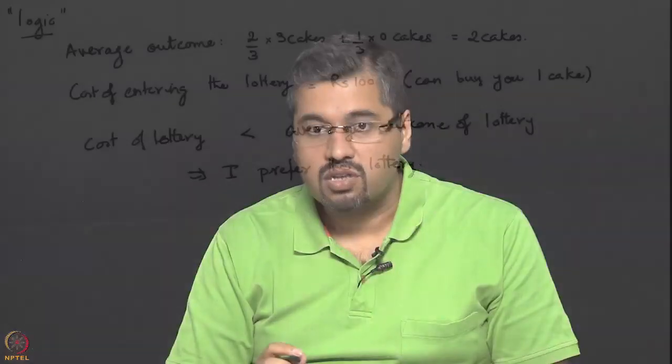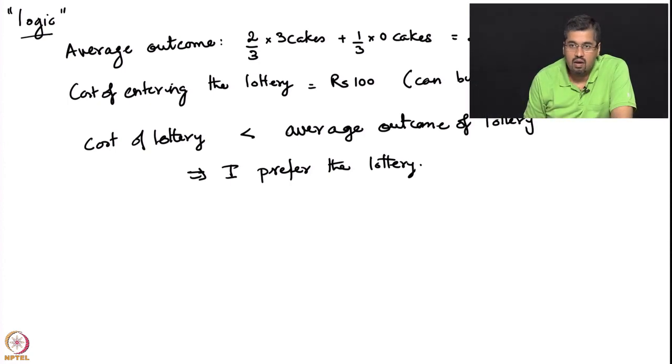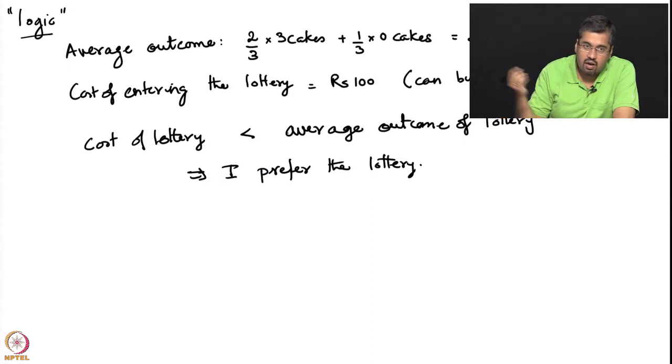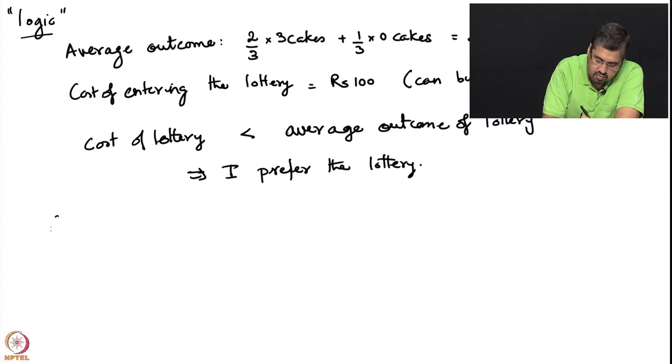Now let me show you why this logic fails. There is a significant flaw built into this logic. For example, if this was not 100 rupees for a cake, but rather, say, 1 crore for a house. So the question then is, it's not a cake anymore, consider this other lottery.